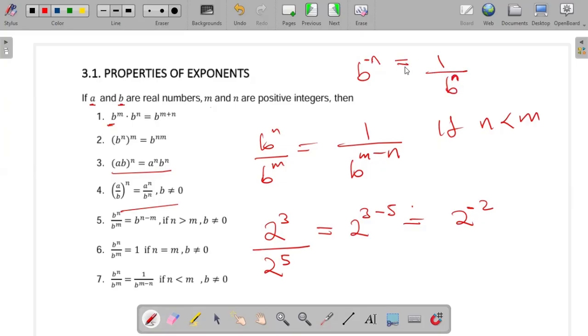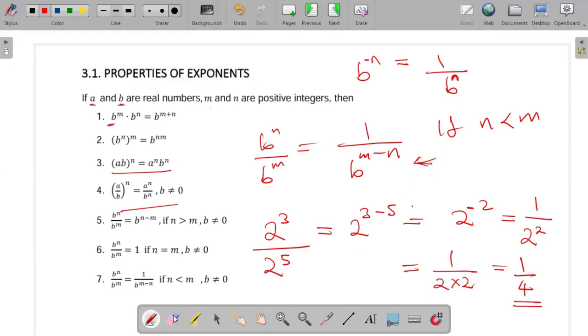If I have b to the negative n, I just get 1 over b to the negative what? To the negative n. So what this then means, this is just going to be 1 over what? Over 2 to the power 2. 1 over 2 to the power 2 is going to be equal to 1 multiplied by 2 times what? 2, which is 1 over 4. So this is what this property is telling us.